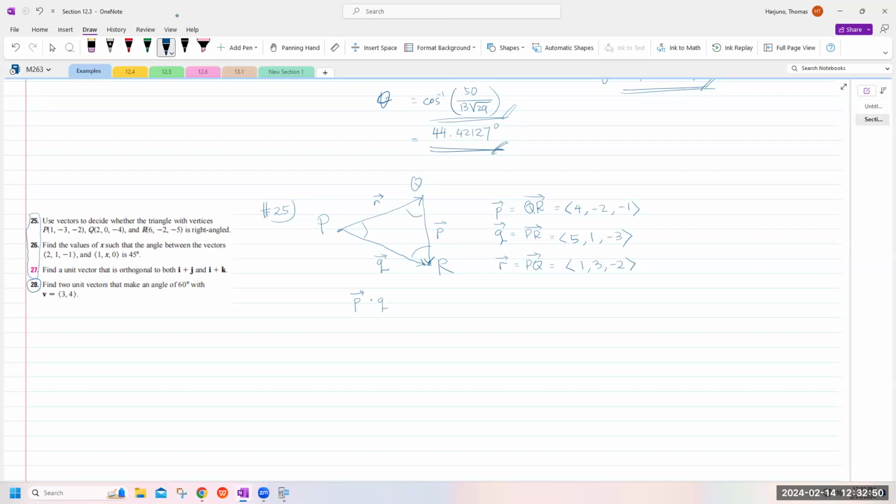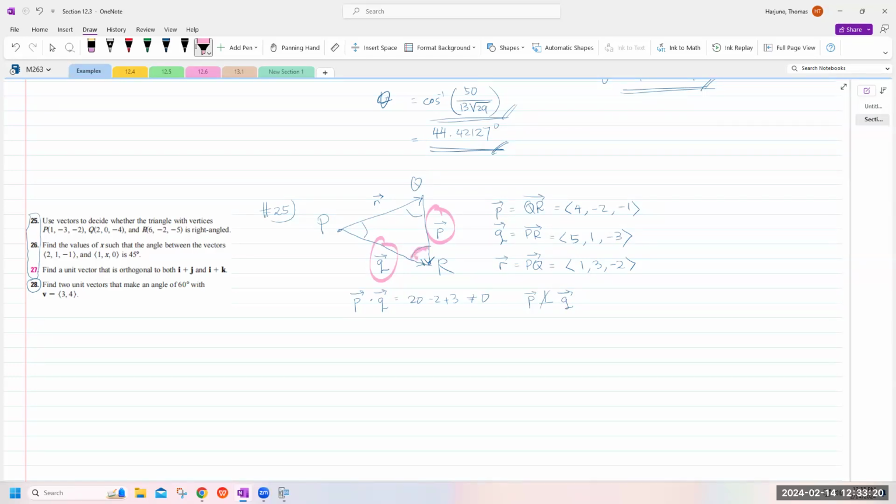For example, P dot Q will be 20 minus 2 plus 3. That's definitely not 0. So between vector P and vector Q, that's not a right angle. In other words, if vector P and vector Q do not form a right angle, then we can say that this is not 90 degrees.